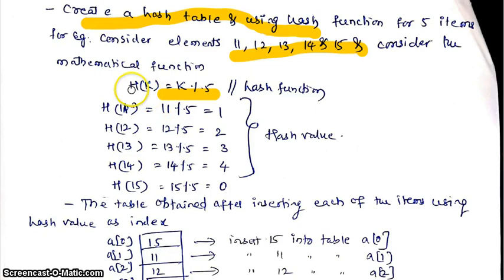Each item is assigned a hash key. 11 modulus of 5 is 1, 12 modulus of 5 is 2, 13 modulus of 5 is 3, and like that, 15 modulus of 5 is 0. These are the hash values. We are using the hash function here, which is a mathematical function, the modulo function. We generate the hash key for each item, and these hash values are stored in a hash table.